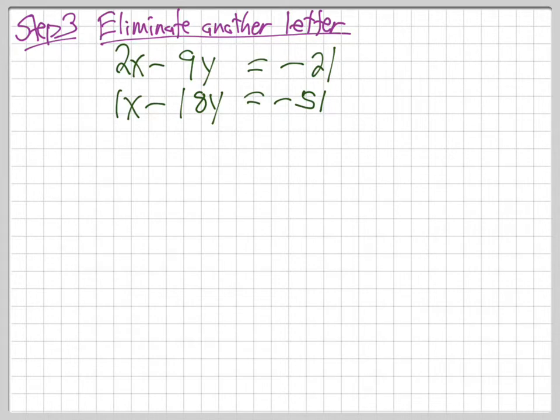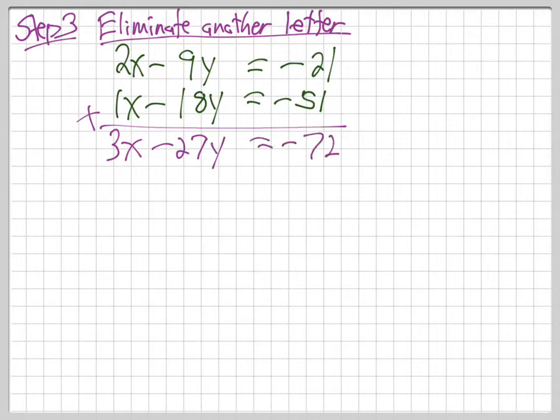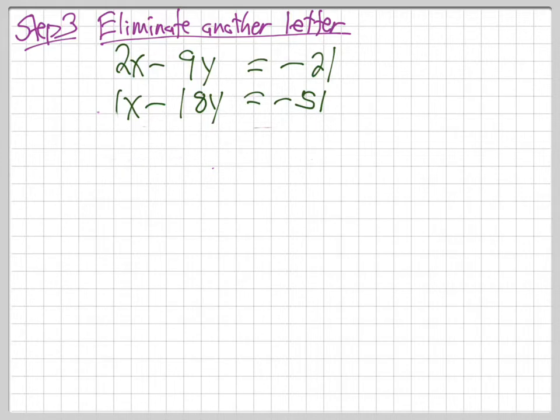So now this time we can't just add them, right? Do you see the problem? If I just straight add, don't write this down, I'm going to get 3x minus 27y equals minus 72. Nothing cancels out. Nothing eliminates. X is still there, y is still there. That's no good. Remember, you got to make them opposites first.